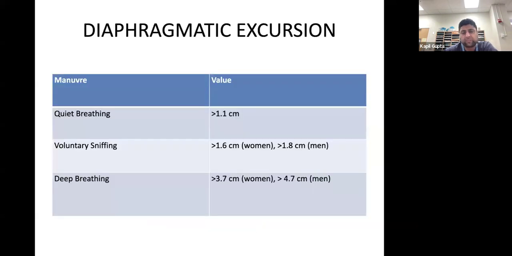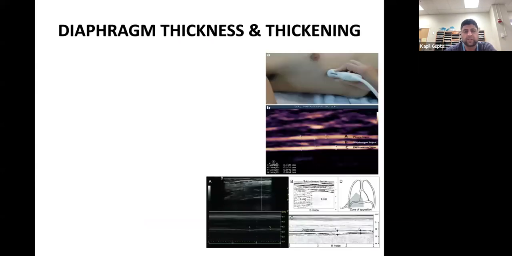Normally it should be more than 1.1 centimeters in quiet breathing, and in deep breathing, it's different for men and women. In men, it should be more than 4.7 centimeters, and in women, it should be more than 3.7 centimeters. Coming down to the second important thing that I do, which is diaphragmatic thickness and thickening during inspiration.